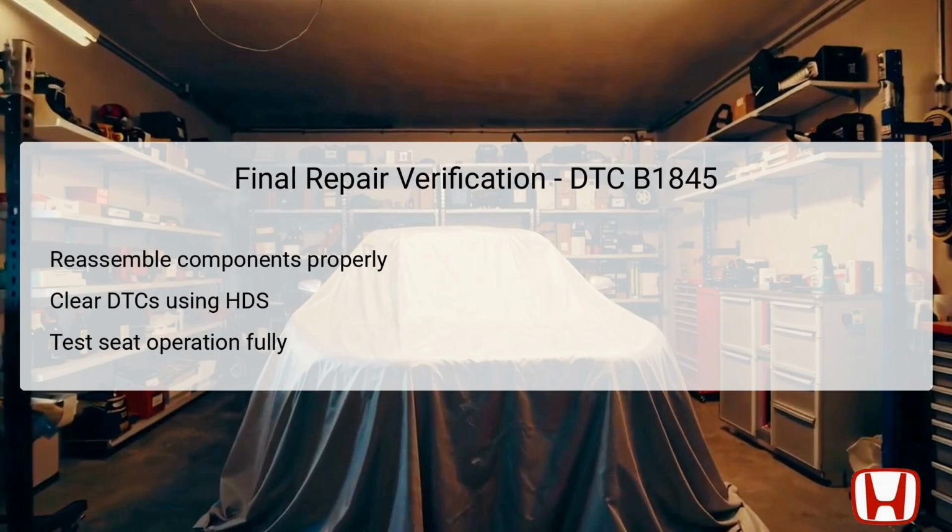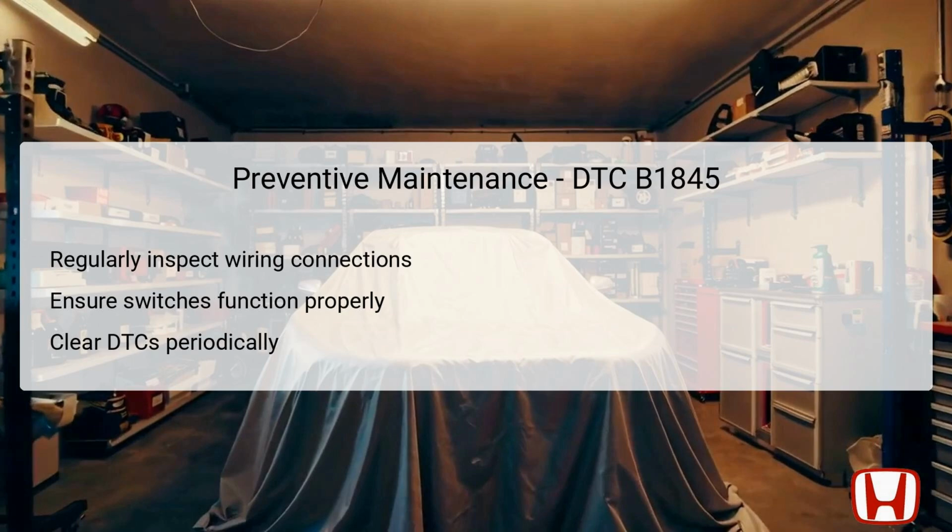Finally, test the seat operation to confirm that the recline functionality is now working properly in both directions. Observing successful operation will validate that the repairs executed have effectively resolved the DTC B1845 issue. Always double-check all systems to prevent any recurrence of faults and ensure long-term reliability. Preventive maintenance is essential to avoid future occurrences of DTC B1845 and ensure the longevity of the power seat system.